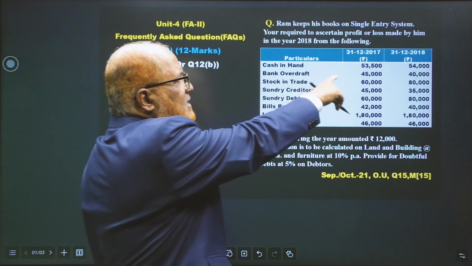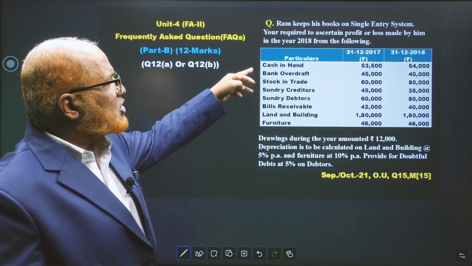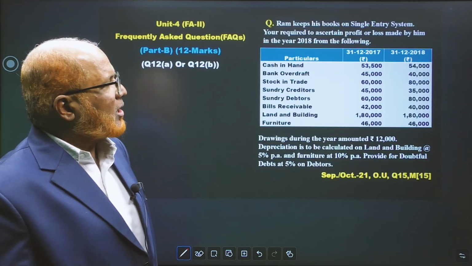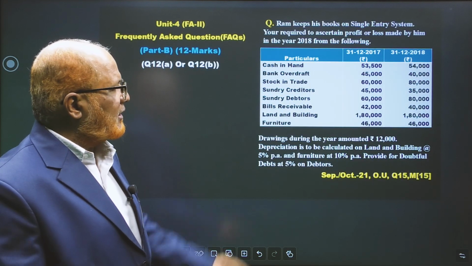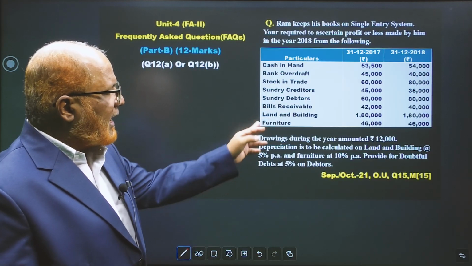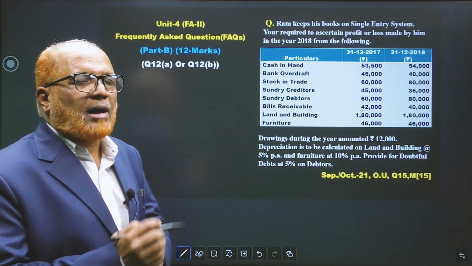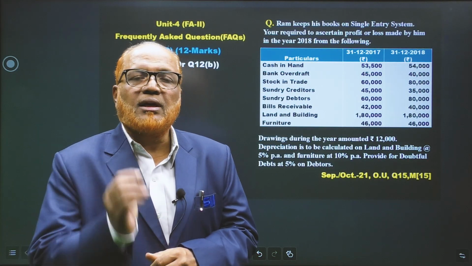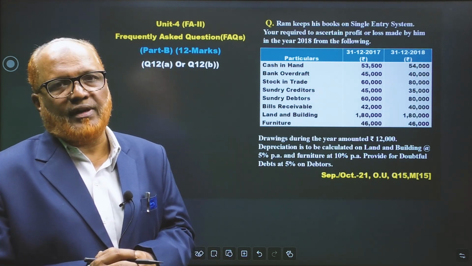So opening balances and closing balances are given for all the assets and liabilities. Cash in hand, asset. Bank overdraft, liability. Stock, asset. Sundry creditors, liability. Sundry debtors, asset. Bills receivable, asset. Land and building, furniture, assets. By using these assets and liabilities, we can find out the capital by preparing a statement of affairs.